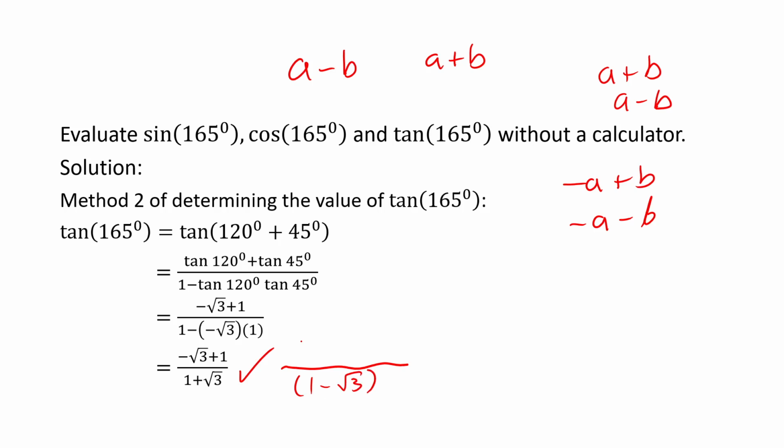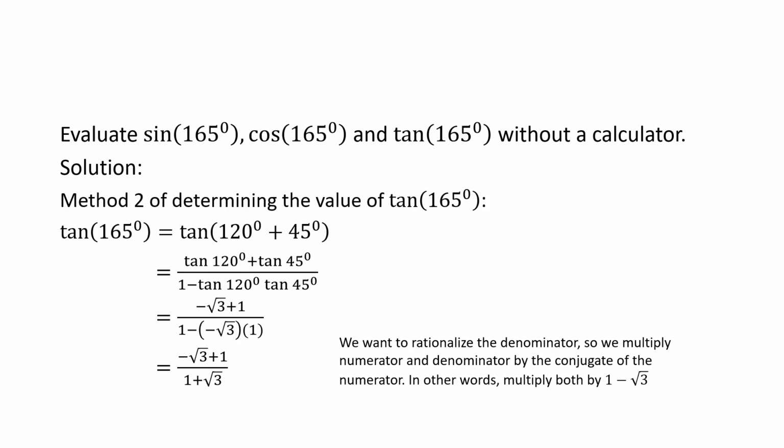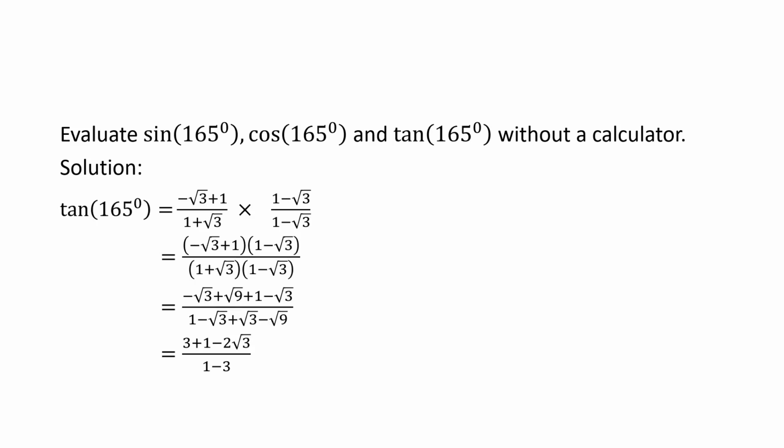But since it's a fraction and we're multiplying the denominator by that, we have to multiply the numerator as well. So that'll be our strategy on the next slide, multiplying numerator and denominator by 1 minus root 3. When we do that, we then distribute like we did in the last question where we used this method. And we do the same thing with our denominators, of course. And there's a lot of distributing here. And what happens is we get these two terms here.